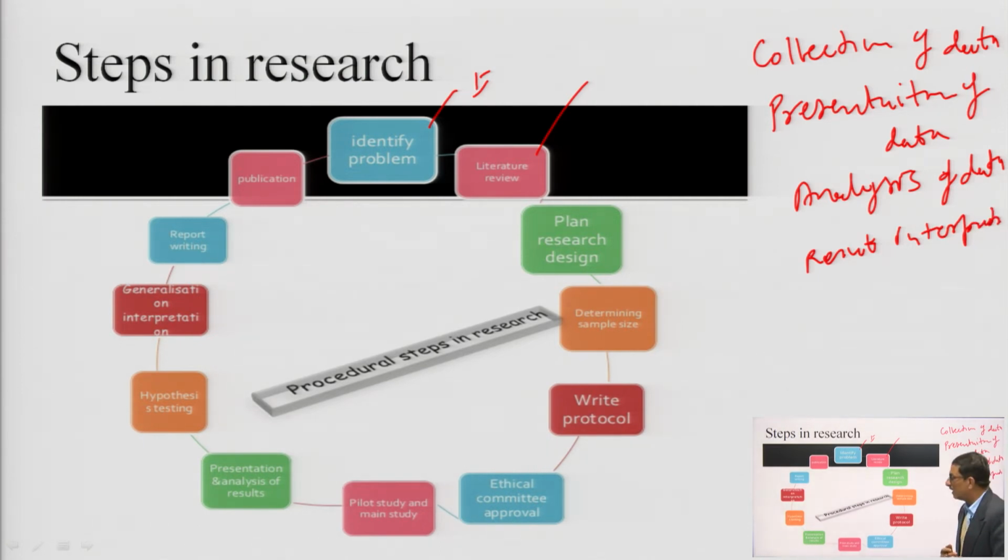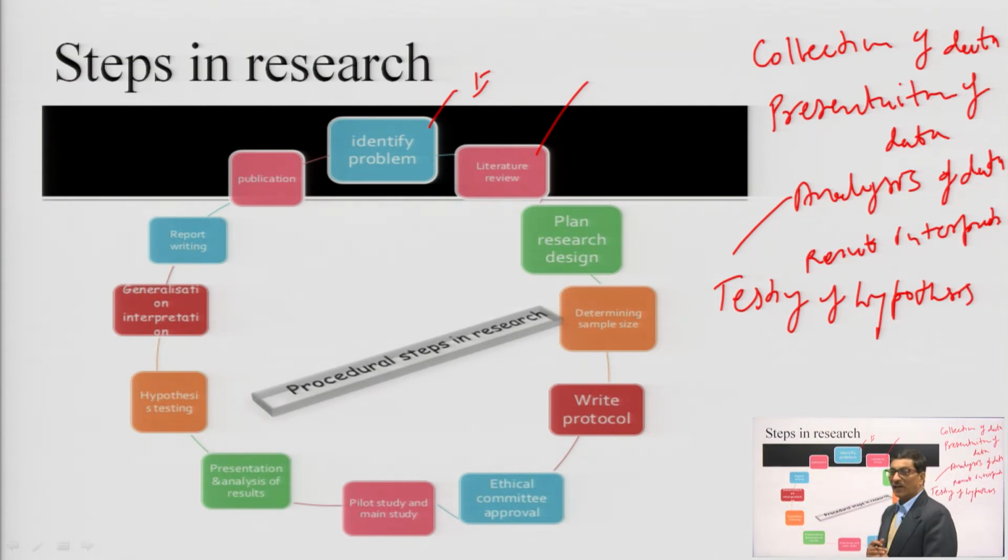and you can say in analysis we test the hypothesis of our objectives. So, in the analysis part we test the hypothesis, testing of hypothesis. In this we test the hypothesis, find the result and interpret the result, and then the generalization on interpretation.